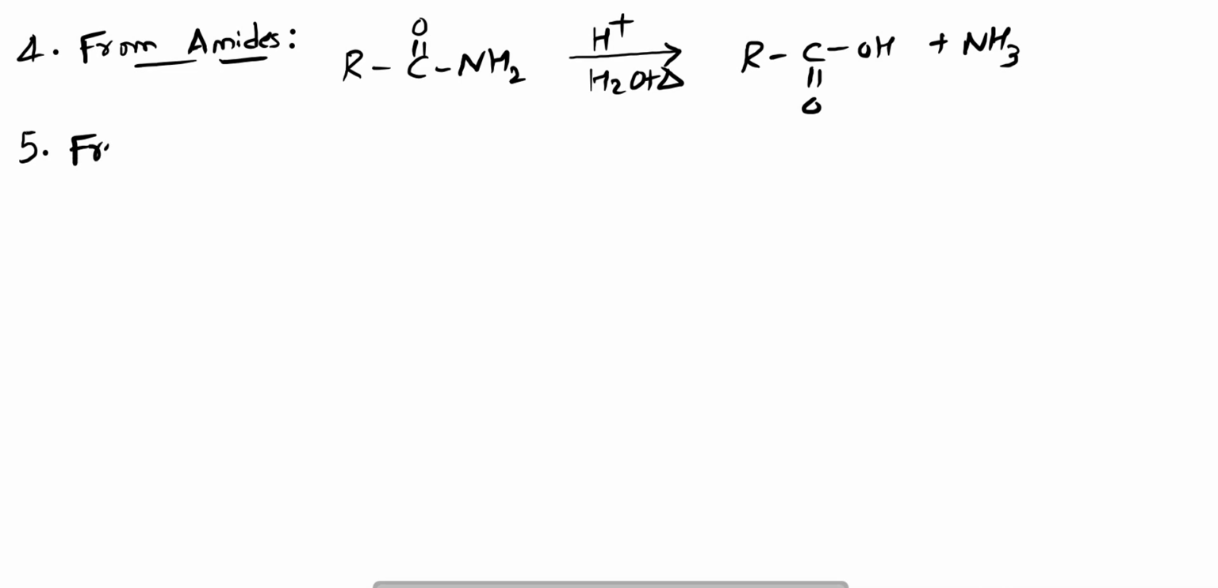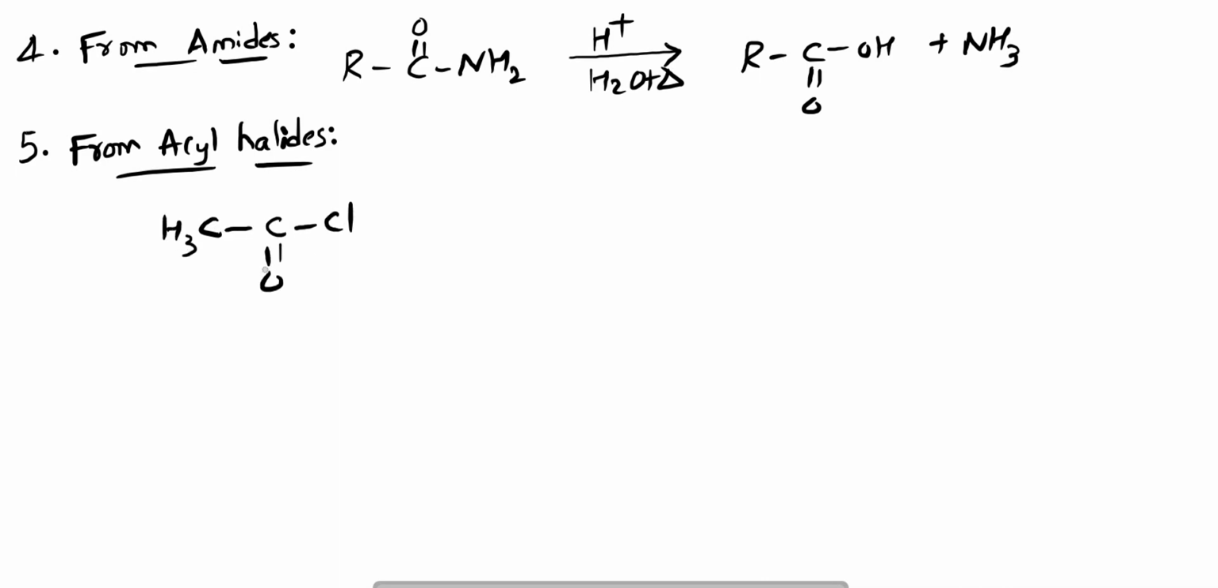Next, from acyl halides. From acyl halides, how to prepare them? Let us take one example of acyl halide. Acetyl chloride I am going to take, CH3COCl. Wherever you see it, the CH3CO group is said to be the acyl group, remember. This halide means maybe fluorine, chlorine, bromine, iodine. Mostly I will use chlorine and bromine.